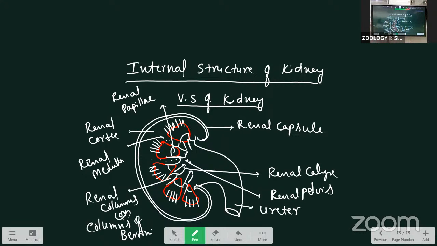Here, the kidney on the outside has a convex shape, and the inner side has a notch-like structure. It is also called the hilus or the hilum. Into the hilum, the renal artery and the nerves enter the kidney, and the ureter and the renal vein come out from the kidney.